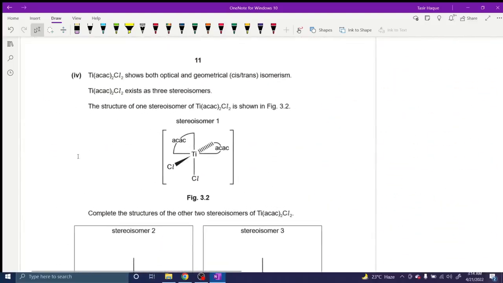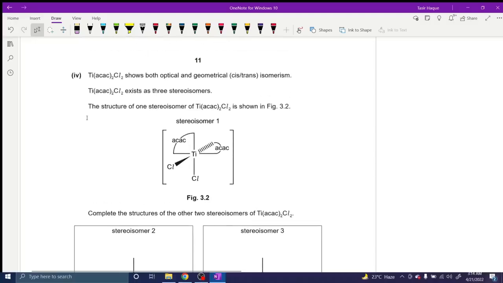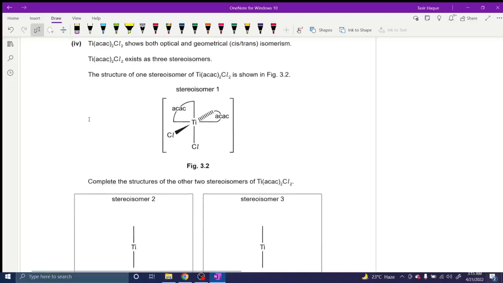So what about number 4? Ti(ACAC) shows both optical and geometrical isomerism. Remember, basically when you have 2 monodentate and 2 bidentate ligands, the compound can show both types of stereoisomerism, optical and geometrical both. If there are 3 bidentate ligands, only optical. If there are 6 monodentate, then only cis trans is possible if 2 are different, okay? And if both are present, 2 bidentate, 2 monodentate, then both are possible.